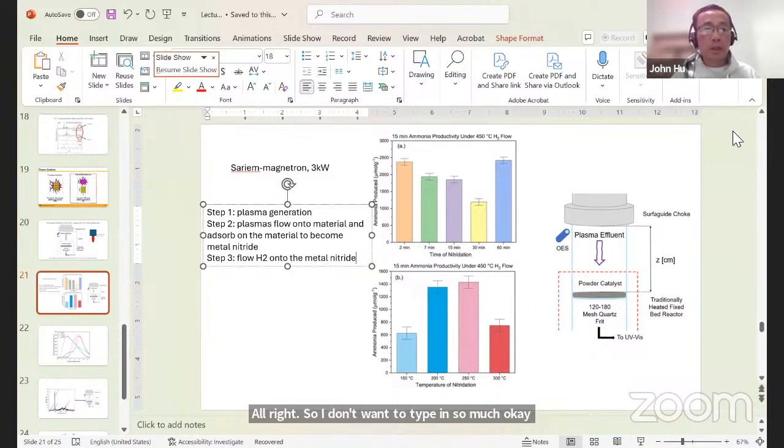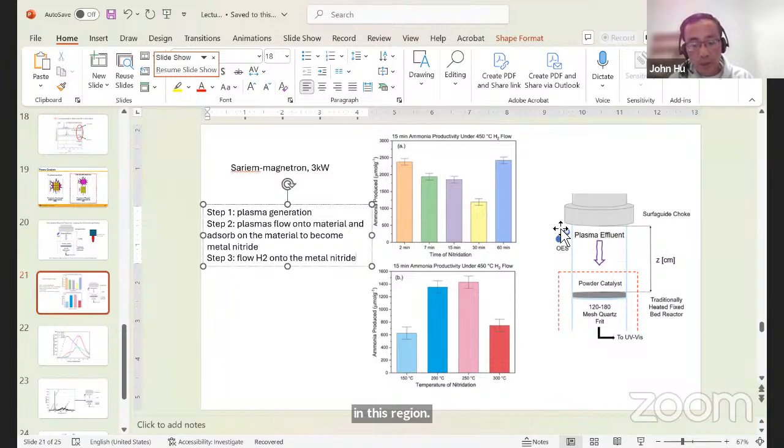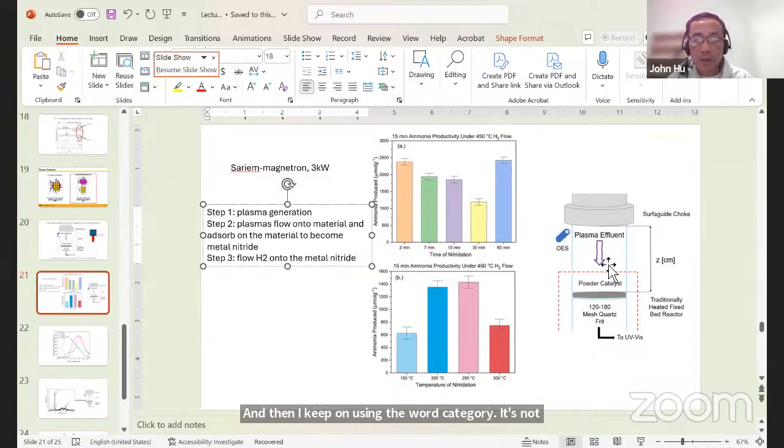So basically, step 1, plasma generation. You generate plasma in this region. And then step 2, you want to make sure the plasma lands onto the catalyst surface, okay? I keep on using the word catalyst. It's not catalyst, it's looping agent, okay? And then you make sure it adsorbs, and then you flow the hydrogen.